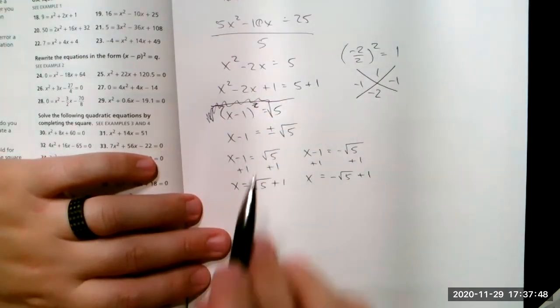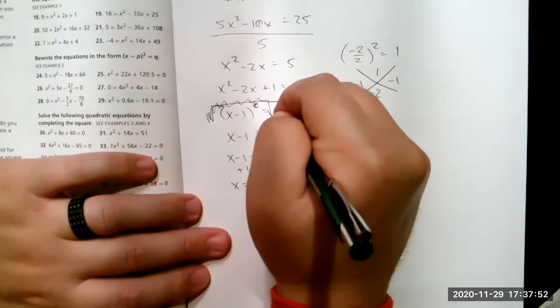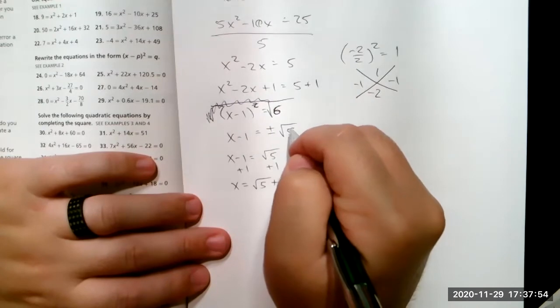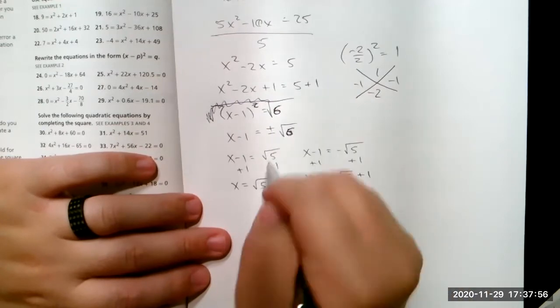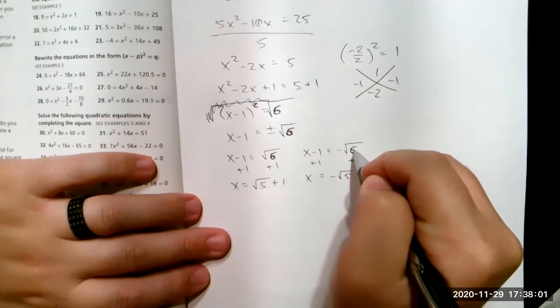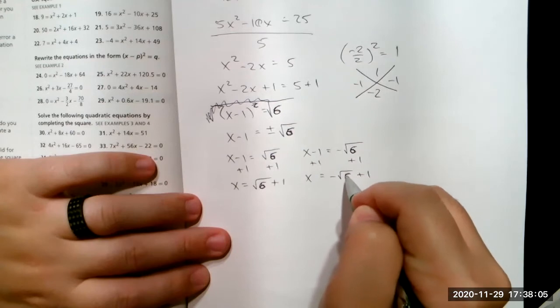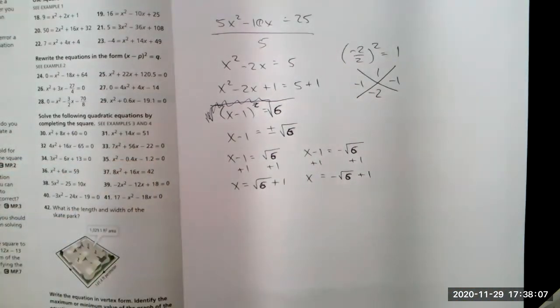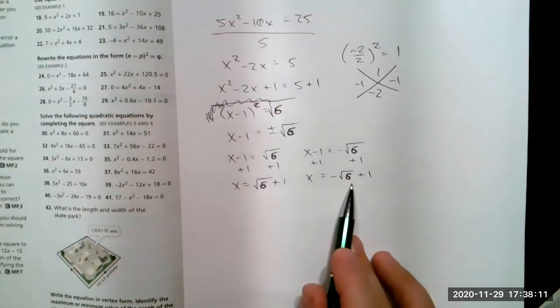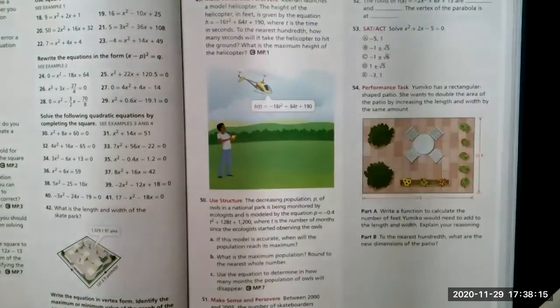So now it's going to take me a second to go back through and fix this. 5 plus 1 is 6. So that's the positive and negative square root of 6. All right, there we go. Now everything's fixed. So square root of 6 plus 1 and negative square root of 6 plus 1. Okay, and then we'll do 40.